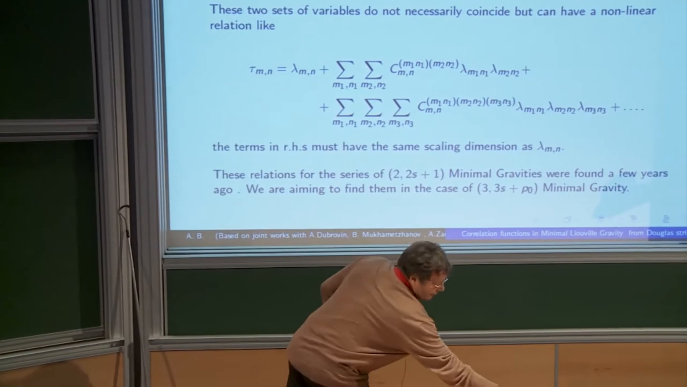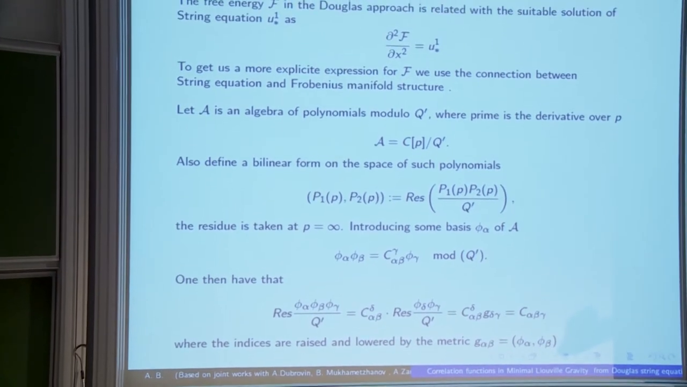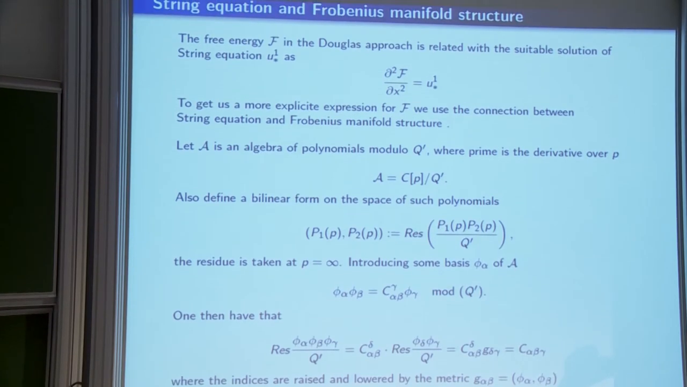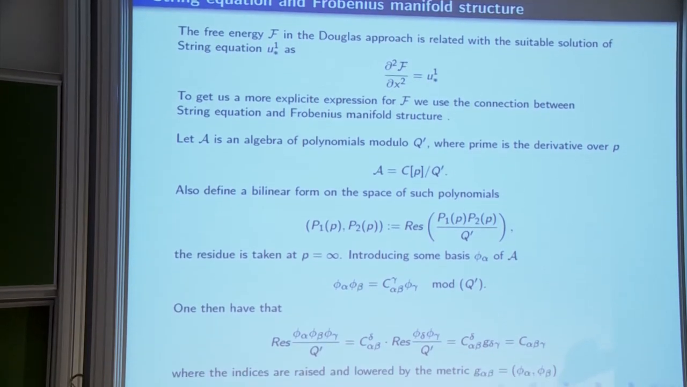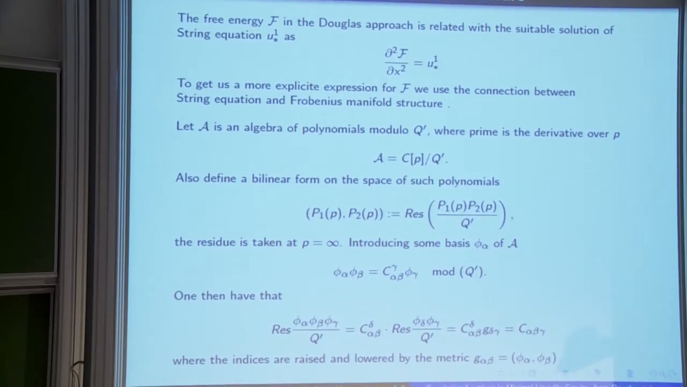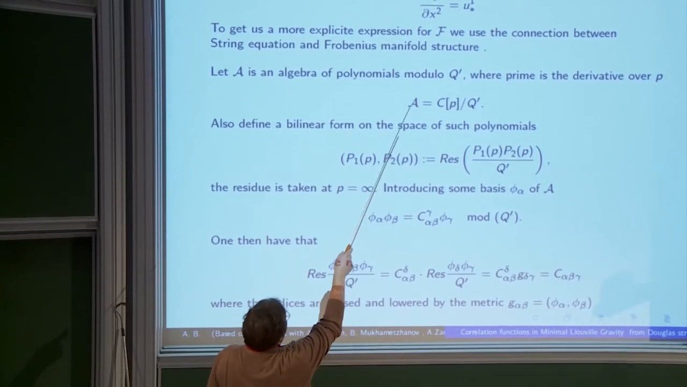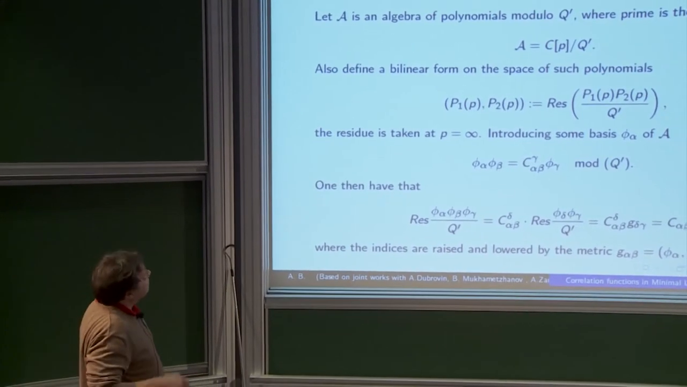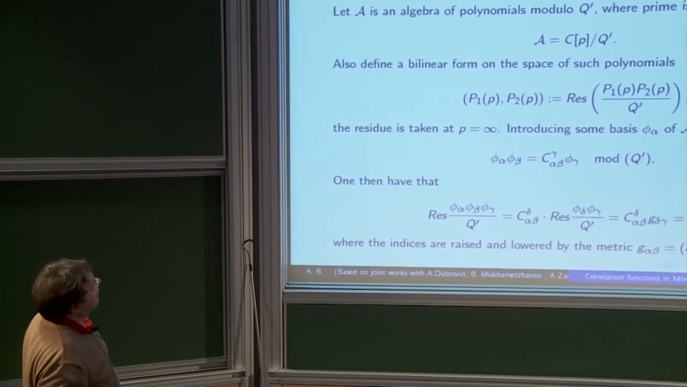And now we will try to satisfy the selection rules, and for this it's useful to use the following expression for generating function. In Douglas' approach, generating functions are connected with the solution u_1 star of the string equation like this. But it's possible to write a more explicit formula, which is useful for the following analysis.